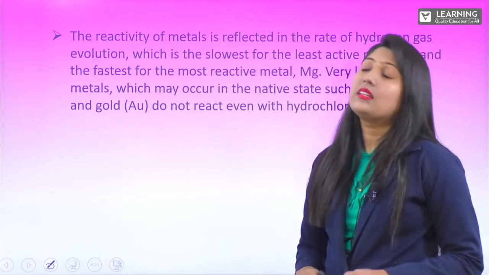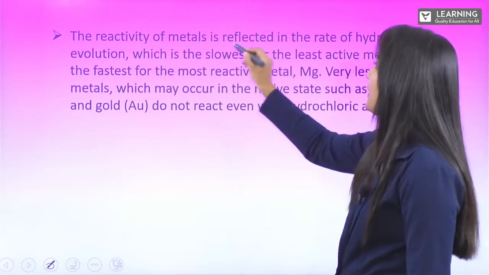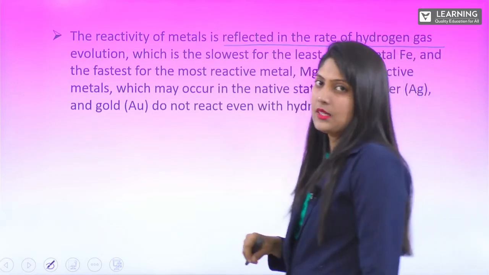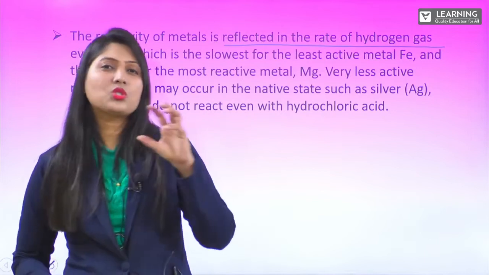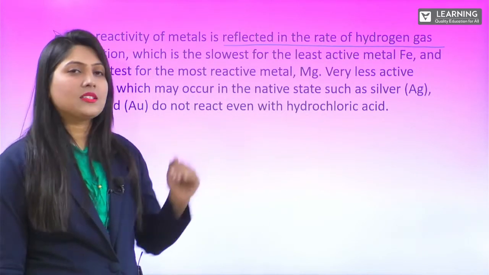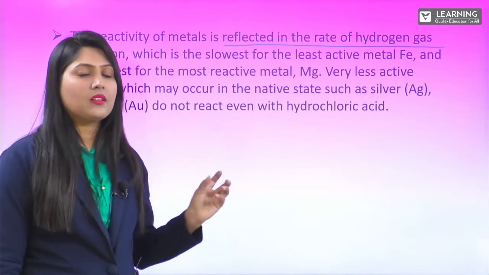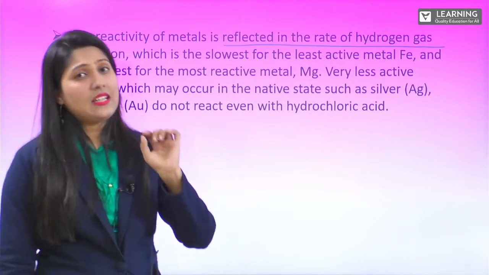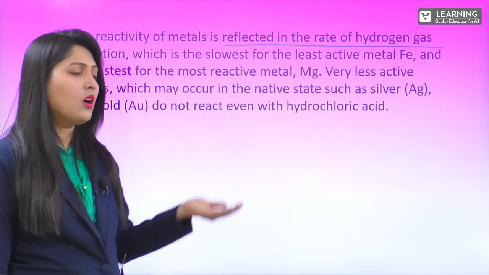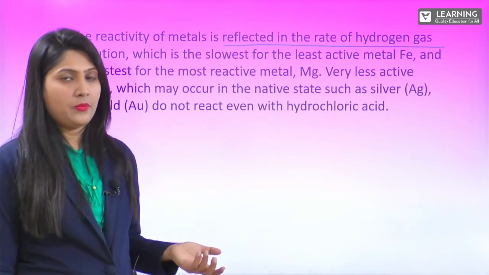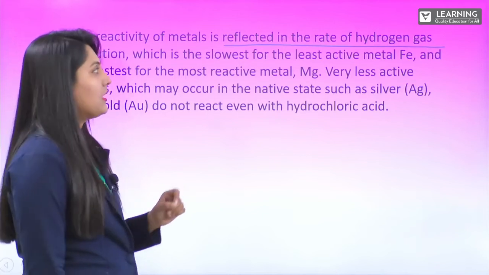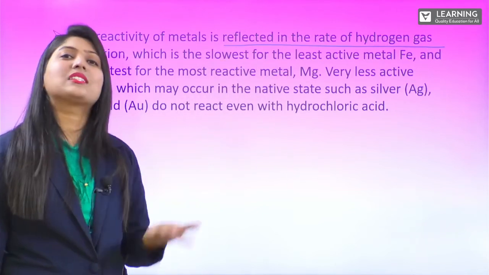Next, the reactivity of metals is reflected in the rate of hydrogen gas evolution. When we speak about a strong and a weak metal, how do you understand which one is the strong metal and which is the weak metal? We can understand it by seeing whether it reacts with cold water, steam or acid. When you treat it with acid, what matters is the rate at which hydrogen gas is evolved.